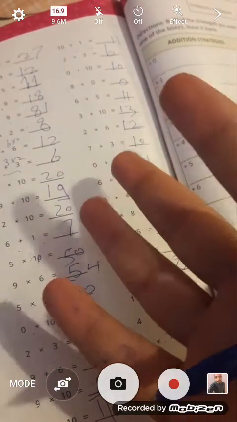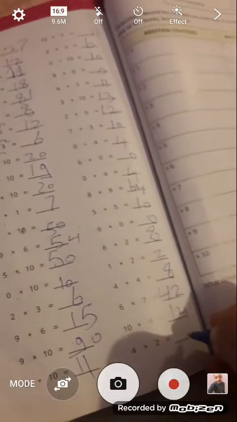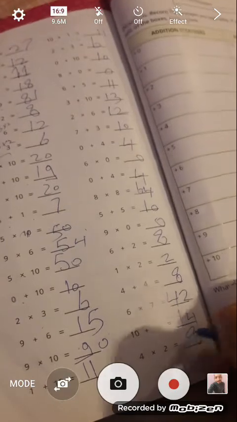8. 1 times 2 equals 2. 4 plus 4, after 4: 5, 6, 7, 8. 6 times 7, 6 times 7, 42. 10 plus 4, 14. 4 times 2 equals 8.